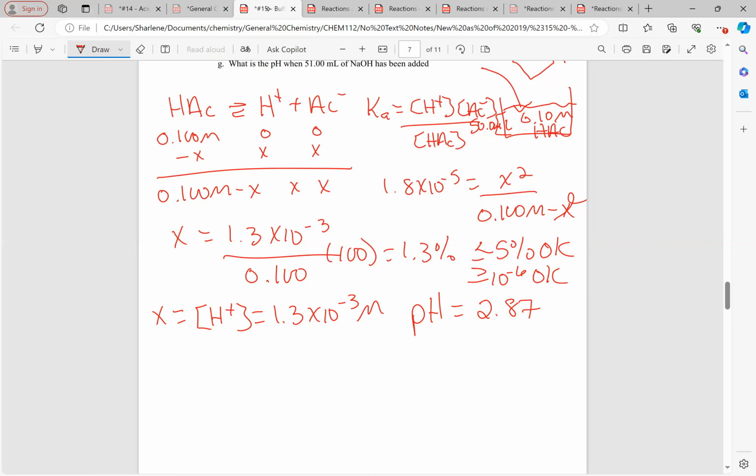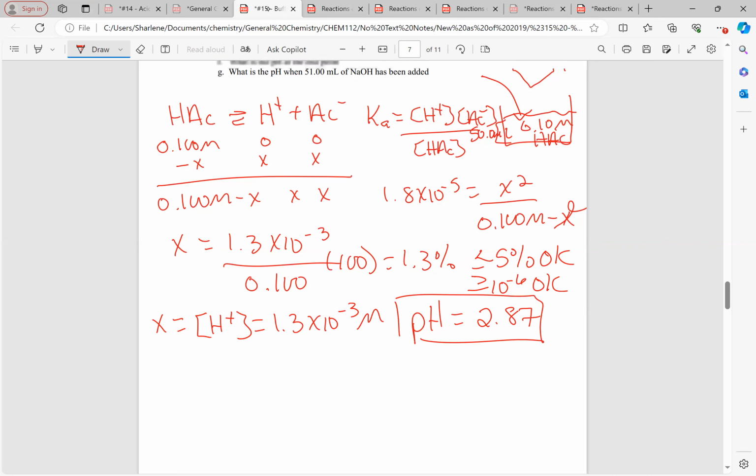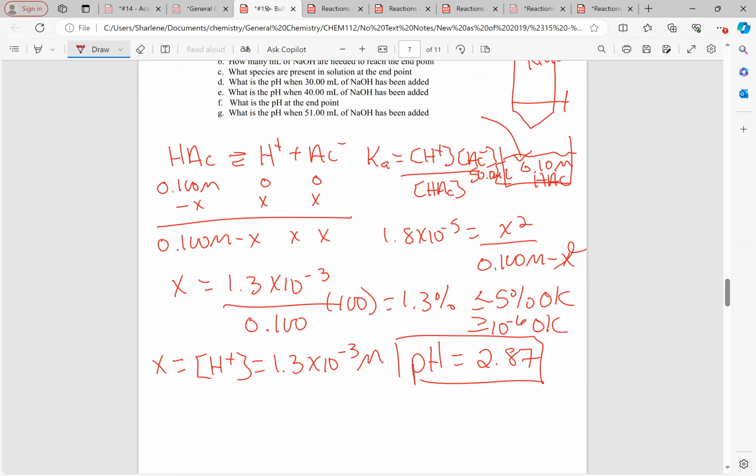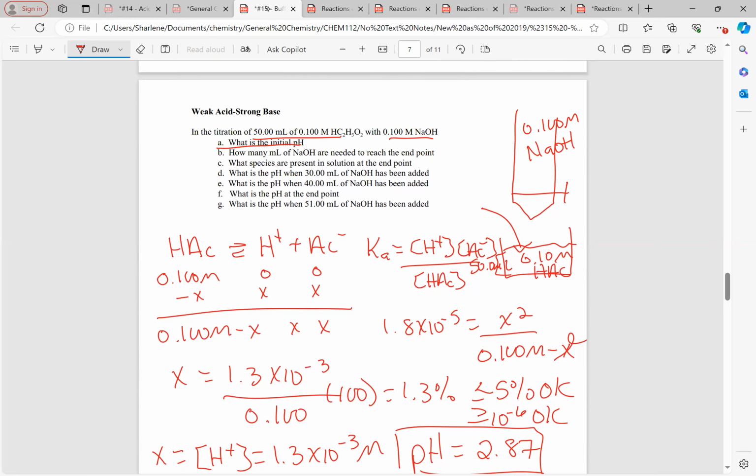All right. First off, did we expect an acidic pH? Well, yes, because it was vinegar. Okay. Now we know that sitting inside this beaker, we have 50 mils of vinegar that has a pH of 2.87. All right. Going on to B, how many milliliters of sodium hydroxide am I going to need to drop into this beaker to use them all up?